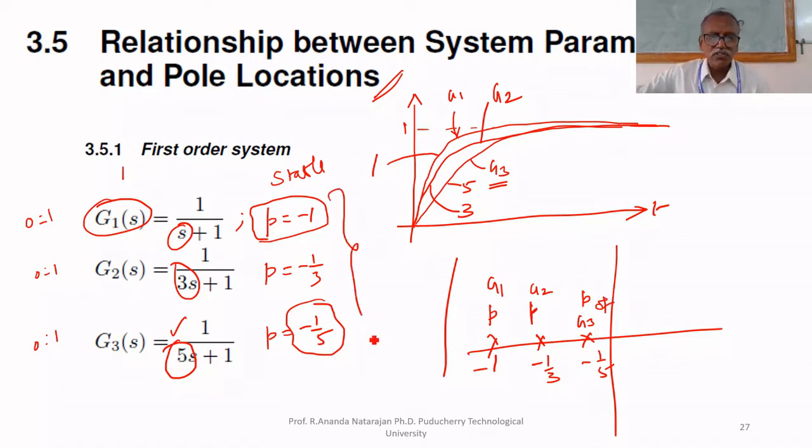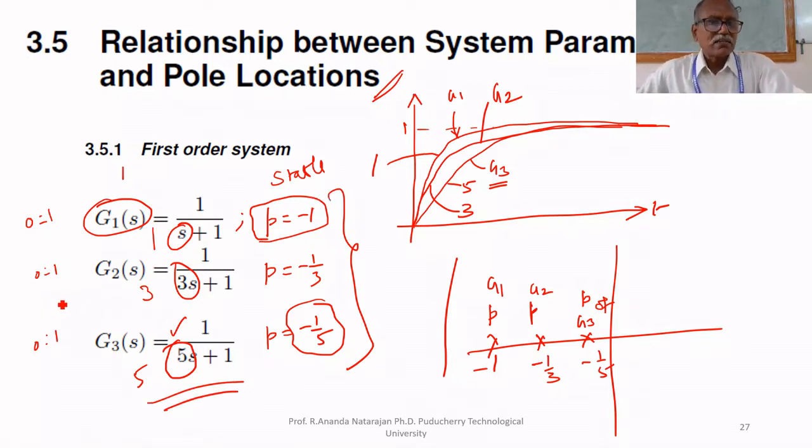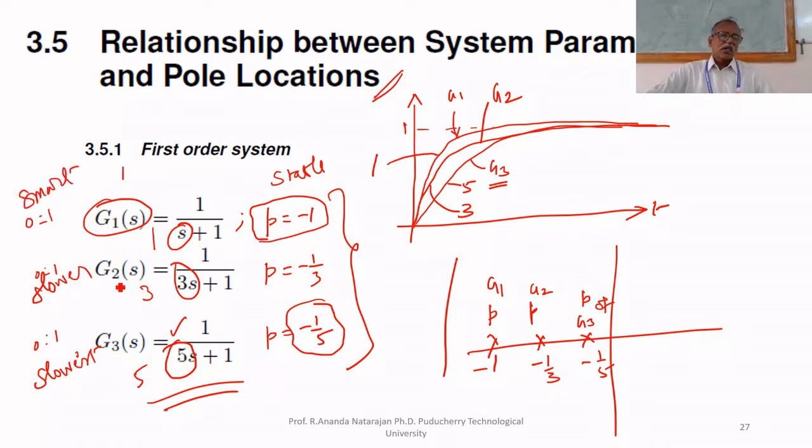If you talk in terms of time constant, that is inverse of pole location. That is, this has time constant 1, this has time constant 3, this has time constant 5. So it takes a long time to settle. That is the relationship between the parameters and system behavior. This is a sluggish system. G3 is a slow system. This is slowest, this is slower, and comparing these two, this is smart. Smart, slower, slowest, because of time constant.